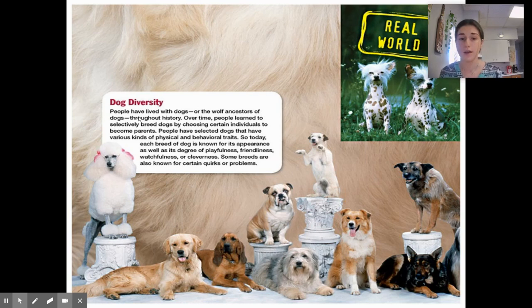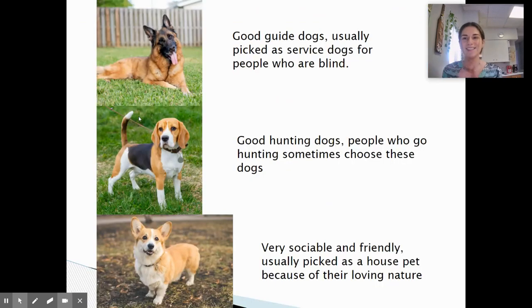So certain dogs might be bred. If someone wants a dog that is very, very friendly, and a dog maybe that is very good at guiding, then they might mate two dogs together to make a dog that is friendly and good at guiding. So I'll show you a few examples. So here are our cute little doggies.